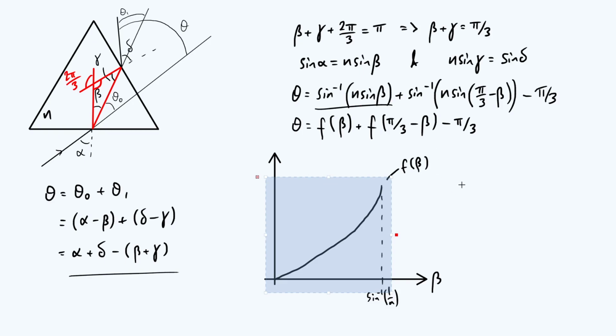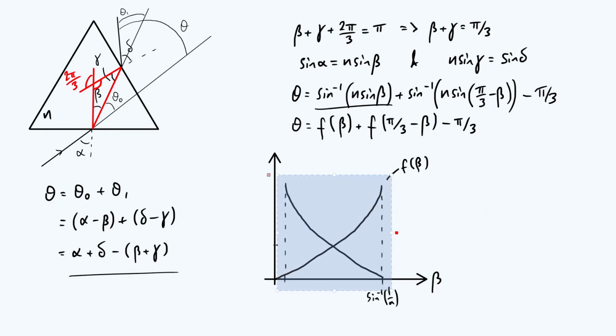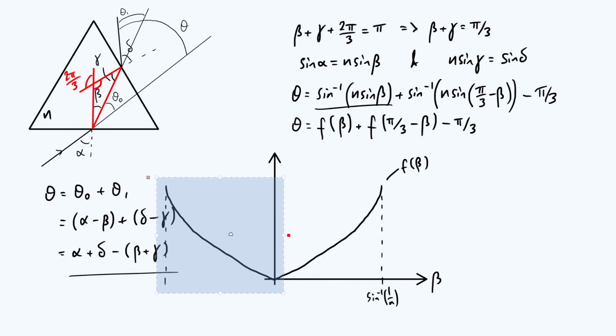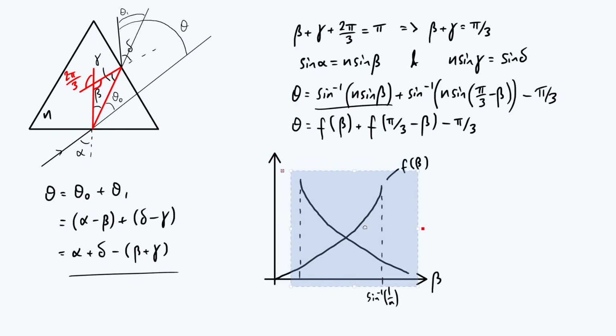So what I'm going to do is copy and paste that, and now attempt to flip this in the vertical axis, in other words, reflect it. If I do that, we've reflected the function in the vertical axis, which would put it over there. But then we would also shift it to the right by pi over 3 units, and we would get something like this. So this line, just to clarify, is f of pi over 3 minus beta as a function of beta.